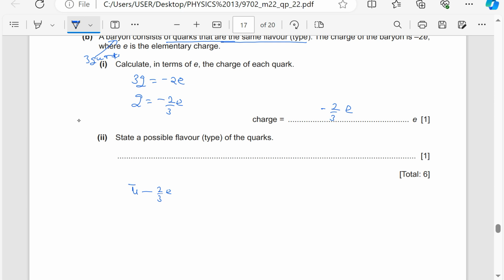And remember, up is 2 over 3 e, so anti-up will be negative. Top is 2 over 3 e, so anti-top is negative. Charm is 2 over 3 e, so anti-charm is negative. So we can have anti-up, or we can have anti-top, or we can have anti-charm. Of course, in an exam, just write one of them.